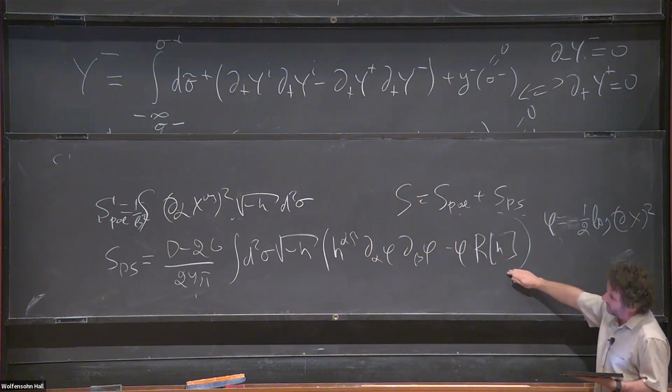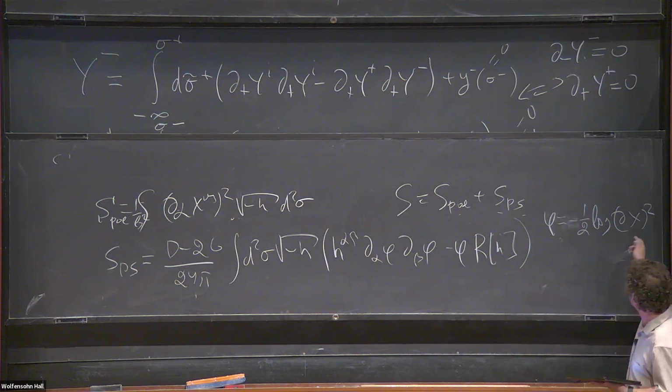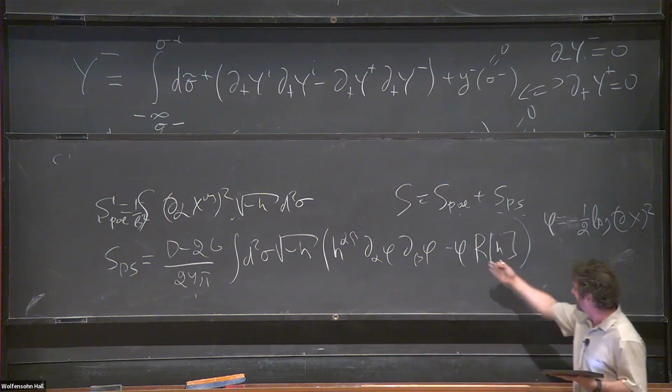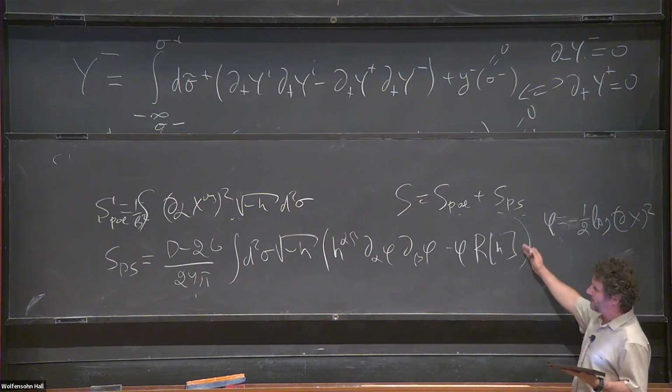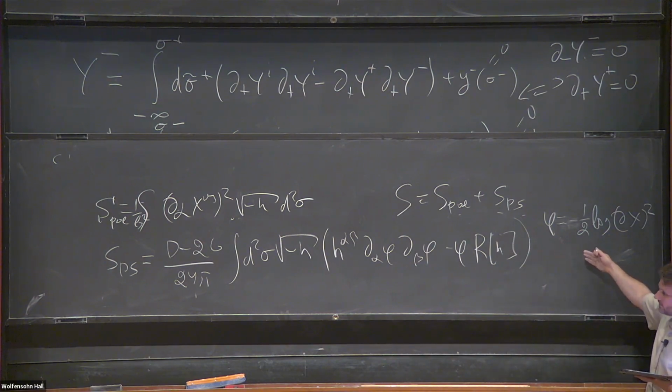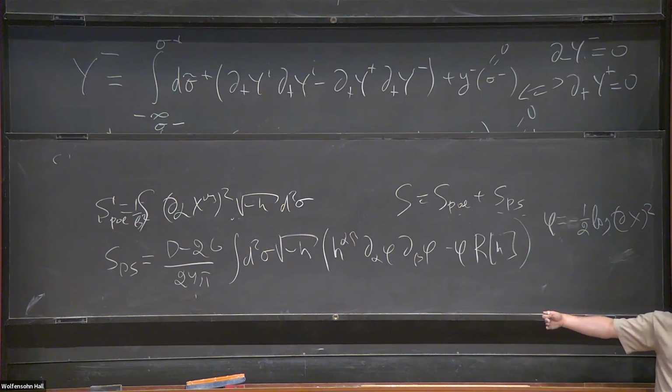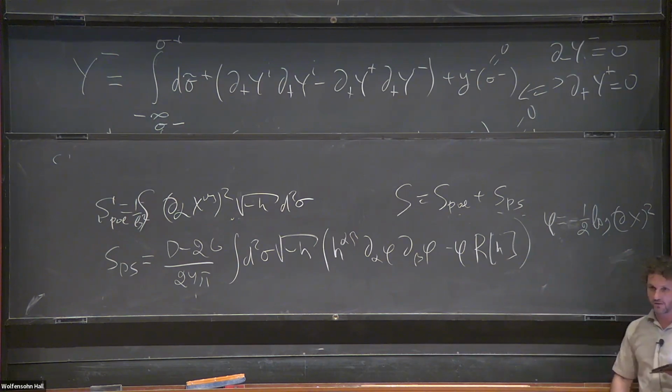So this action looks scary because it's very non-local. When you have this log of ∂X squared, and when you act with it on the derivatives, then you get ∂X squared going in the denominator. But remember, we're using this to describe scattering around the long string background. So when you expand this action around the long string background, then as an effective field theory, it makes perfect sense.